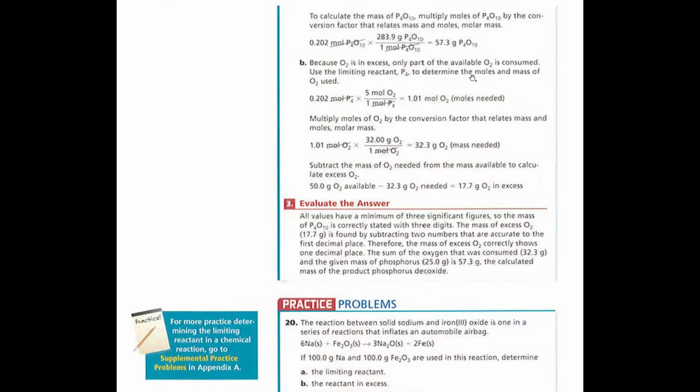So let's find out how much I need, subtract that from how much we had, and then we can find out how much we have left. So let's find out how much we need. 1.01 moles of oxygen multiplied by its molar mass gets us 32.3 grams needed. That's the mass of oxygen we need. Subtract that from how much we started out with, and that gets us 17.7 grams. That's how much excess oxygen we have. So we have a bunch of extra oxygen.